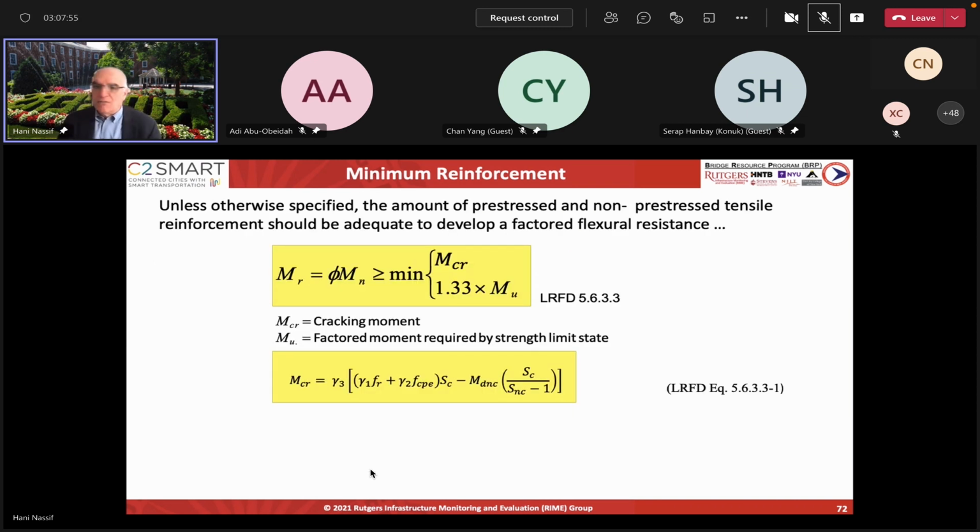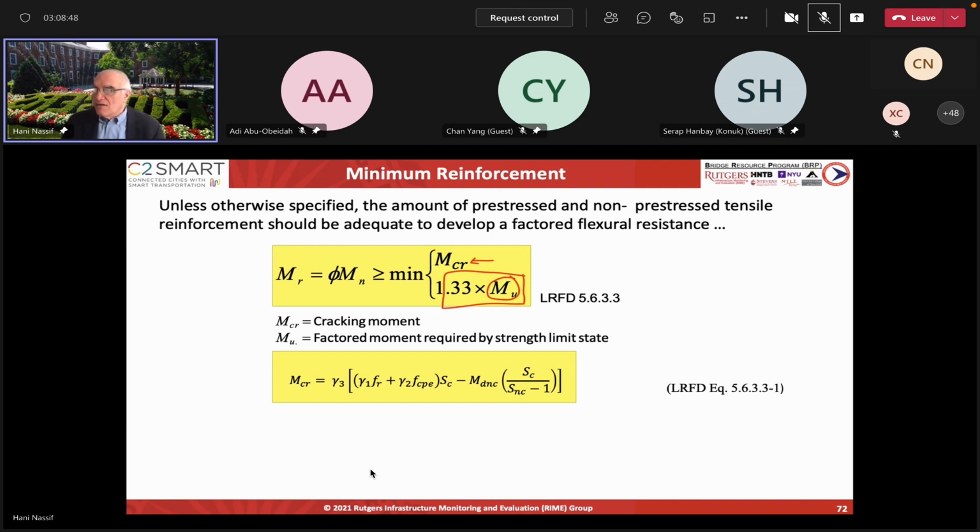And there's another approach. Like we said before, we had that the capacity should be 20% above the cracking capacity. Here, we're saying it should be at least 30%. The minimum value should be either equal to Mcr or about 1.33, 33% above the factored loads. So that's the phi Mn, which should be greater than the minimum of the two. Before we had it as 1.2 Mcr, right? 20% above Mcr. But given these two, the phi Mn should always be larger than the cracking moment.